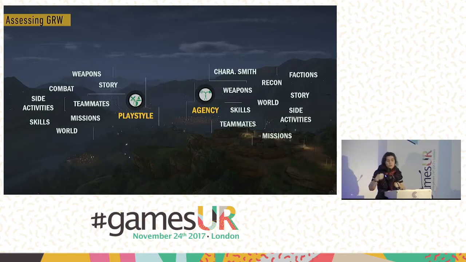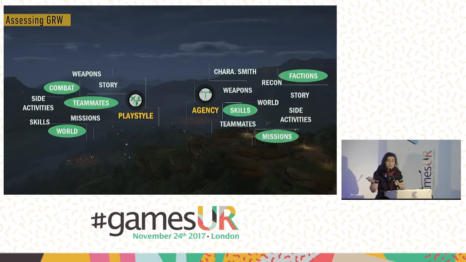Together with the development team, we did workshops to understand, thanks to the team's insights but also thanks to the questionnaire we had with the list of systems, which of these systems could explain a bad satisfaction about these topics. So for playstyle, we focused on combat, teammates, and world. And for agency, we focused on factions, skills, and missions.